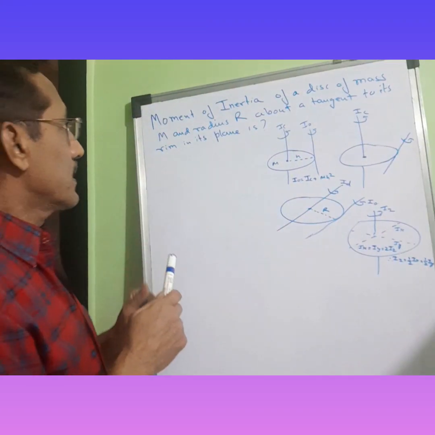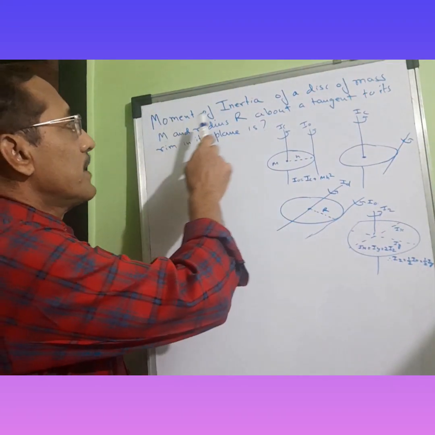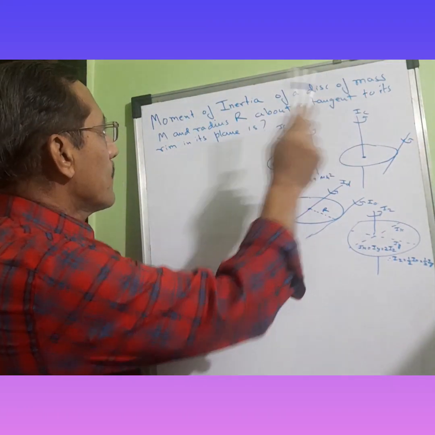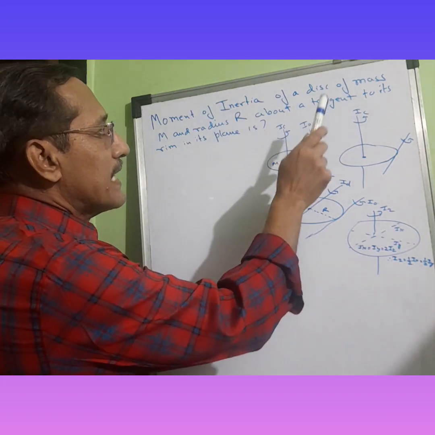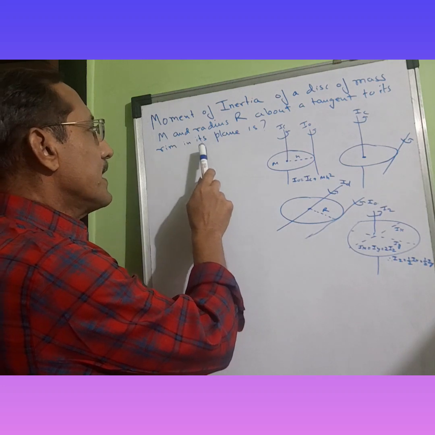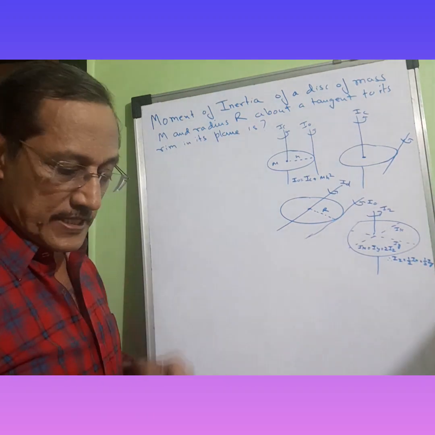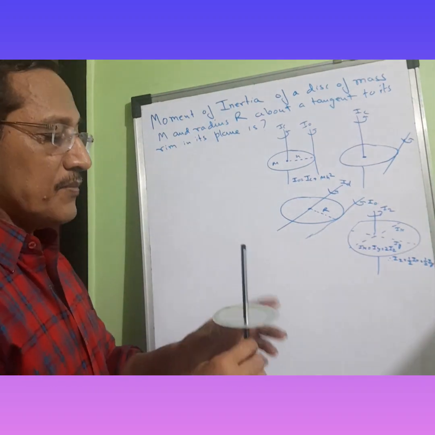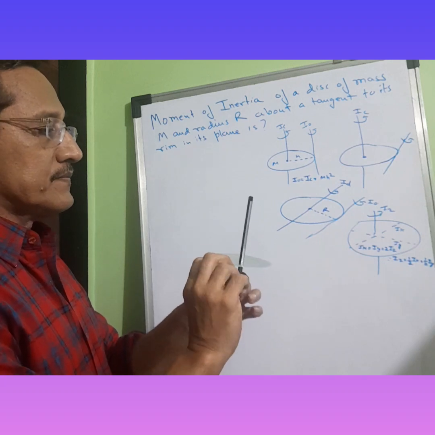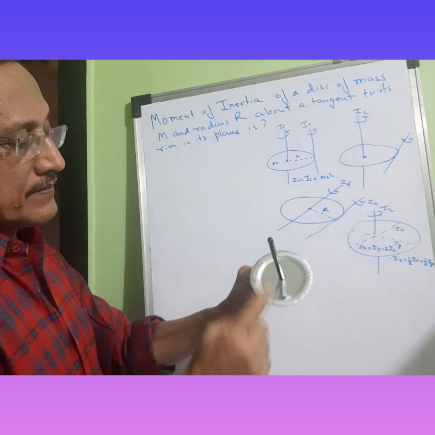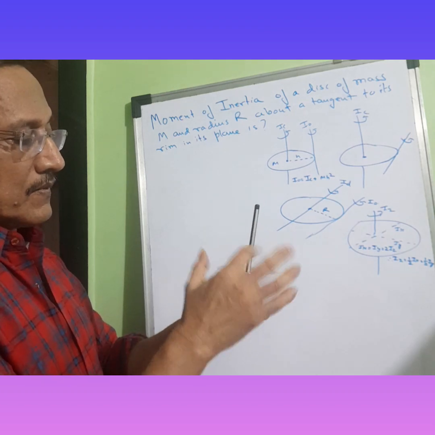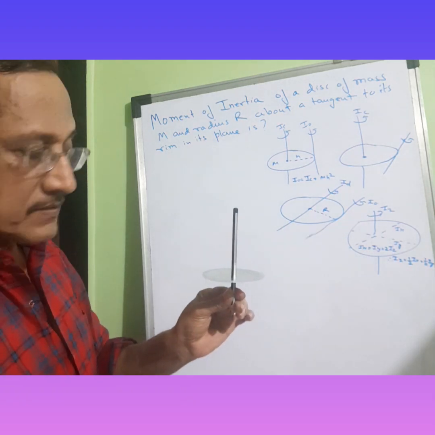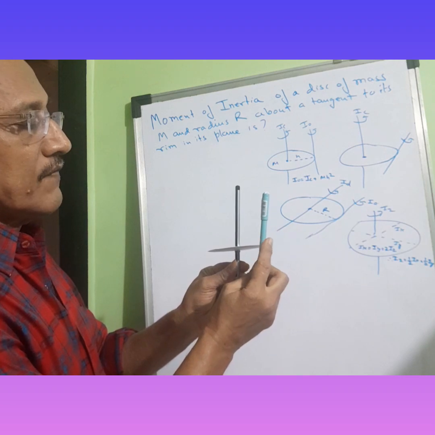Okay guys, this is the numerical that we are going to check. Moment of inertia of a disk of mass m and radius r about a tangent to its rim in its plane is... Now see, in the earlier numerical we had talked about this. This was the disk, IC, radius, and this is what we had formed.